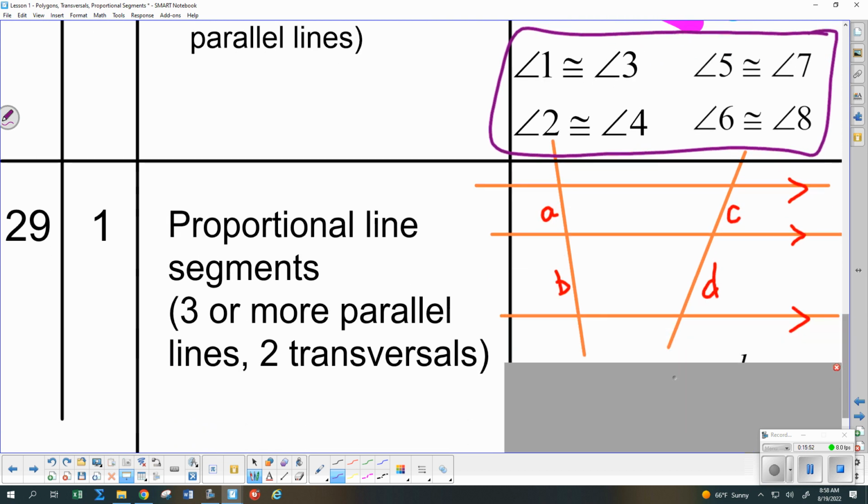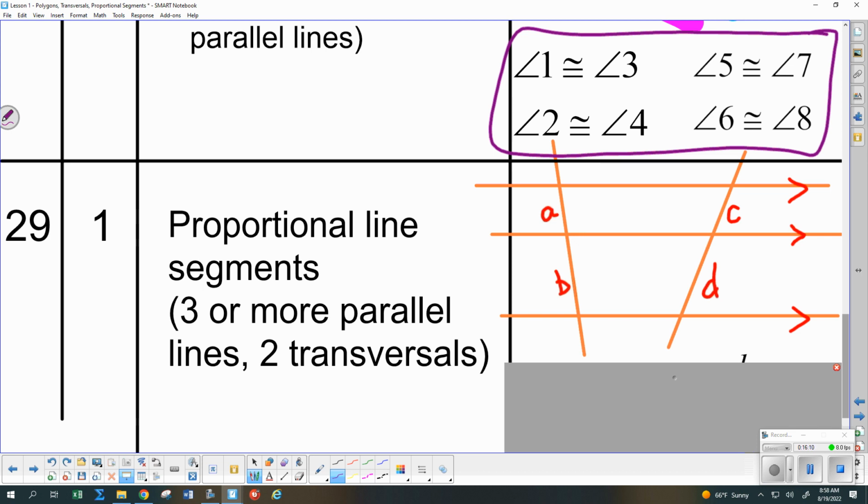So we're going to have something like this where I have 3 parallel lines, and you see they all have their arrows on them. And that chops the 2 transversals up into pieces. And I'm looking at the pieces of the line segments marked A, B, C, and D.